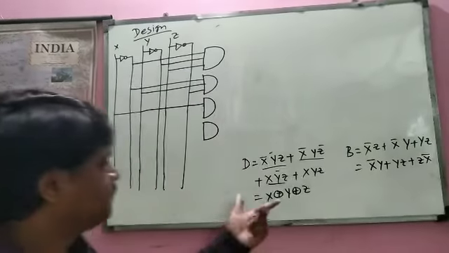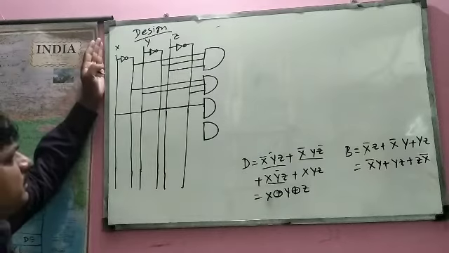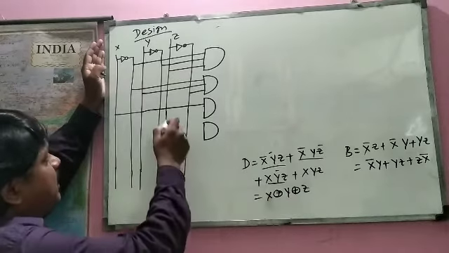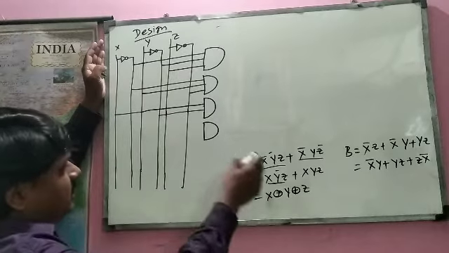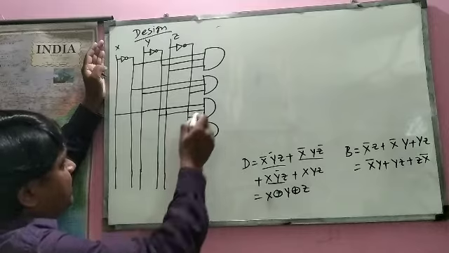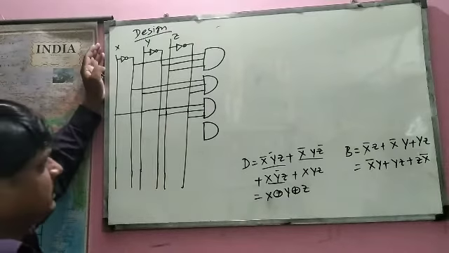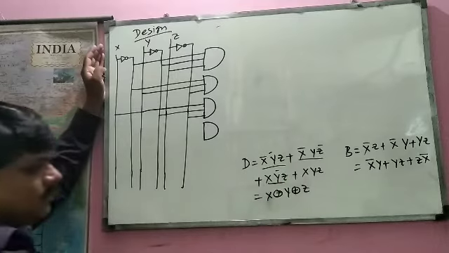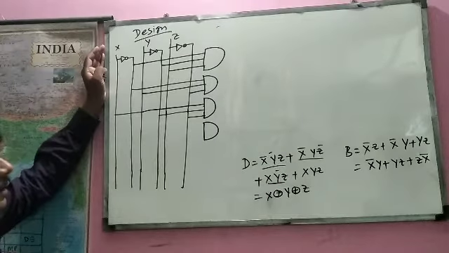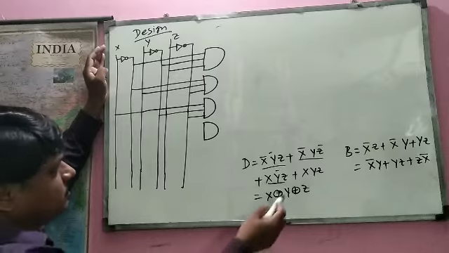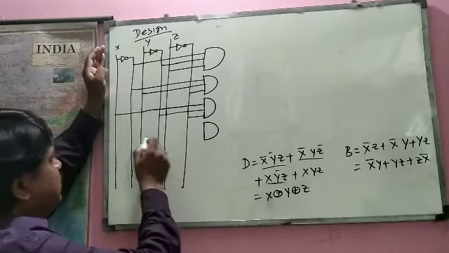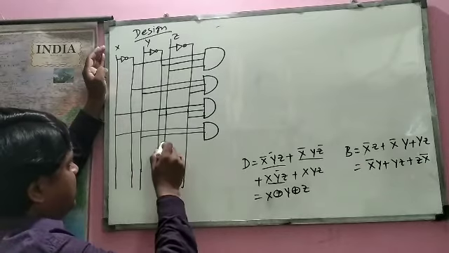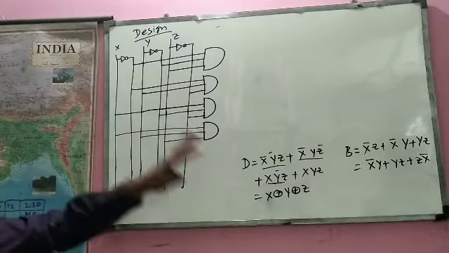Here for the third term, this is Y bar and this is Z. And again for the last one, X, Y, Z. So this is X, this is Y, this is Z. That is very simple.